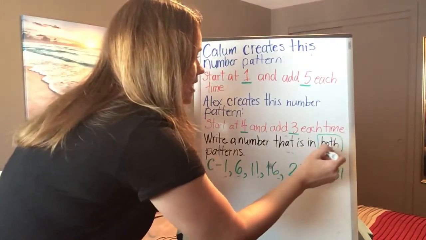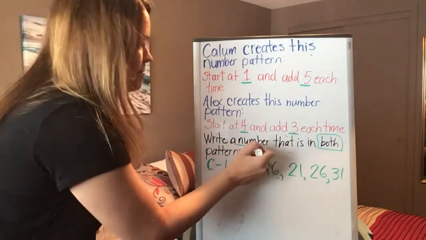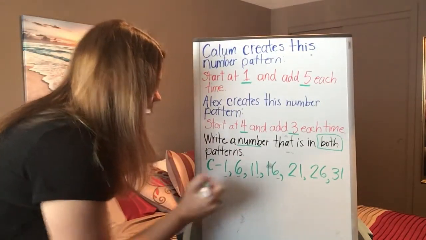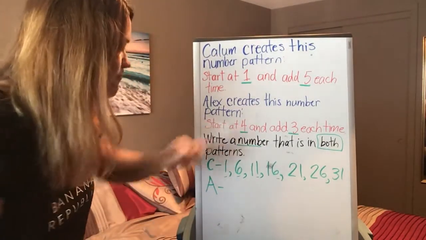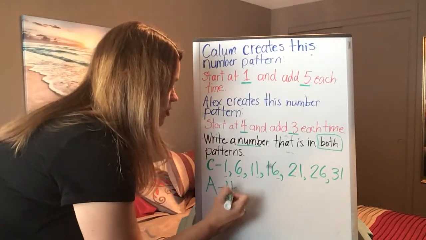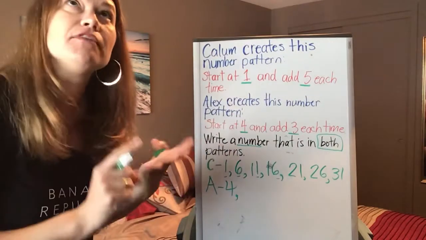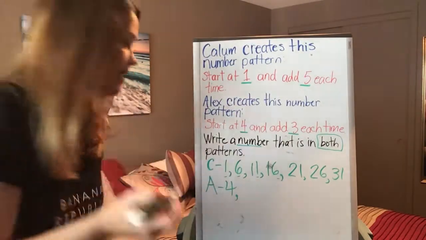So if I had my highlighter, I would do that. So I need to find a number that's in both. So now I'm going to write A for Alex, and she starts at 4. So 4 is going to be my first number. Then she adds a 3. So I think 4 plus 3 is 7.